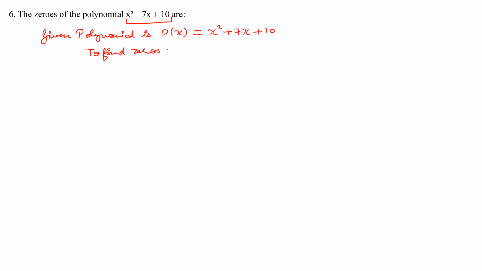Next is what, the zeros of the polynomial. Now the polynomial is what? X square plus 7x plus 10. Okay, so first we will write given polynomial is p of x, which is equal to x square plus 7x plus 10. Okay, this is the given polynomial to us. We have to find the zeros of this polynomial. So to find zeros of any polynomial, what we do?